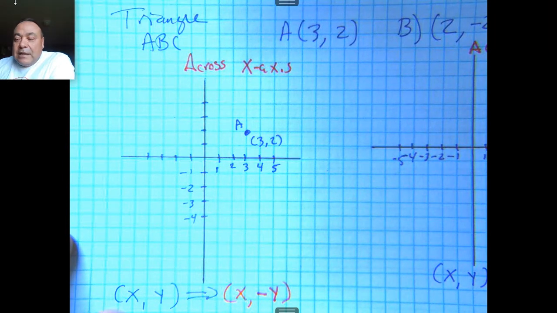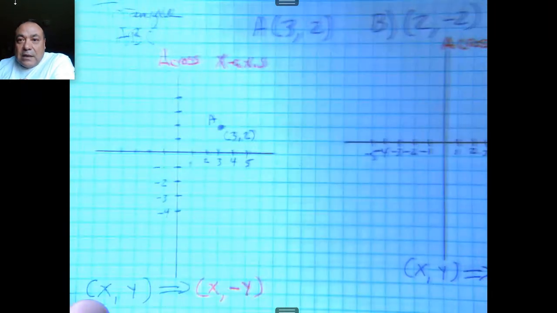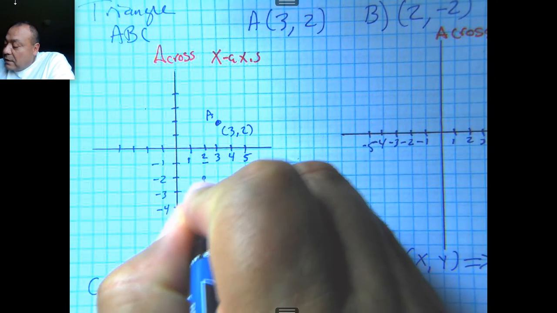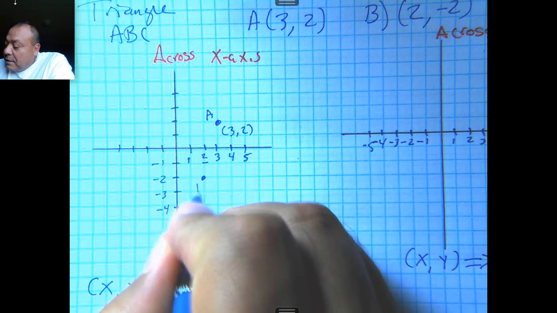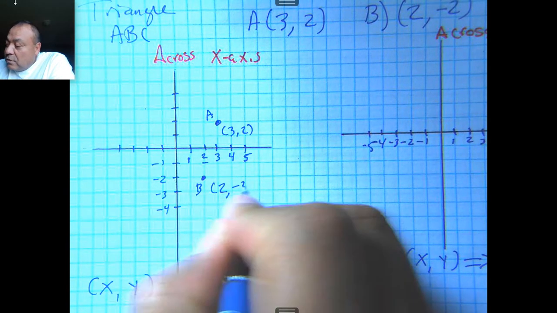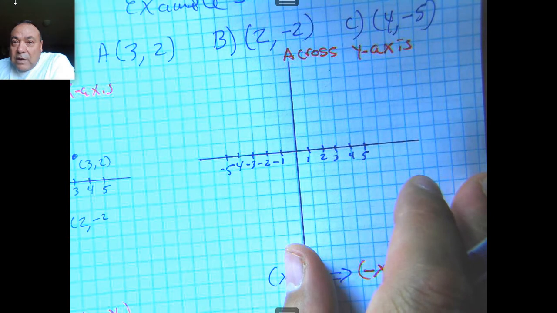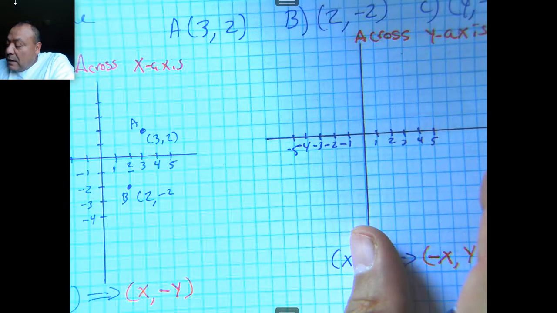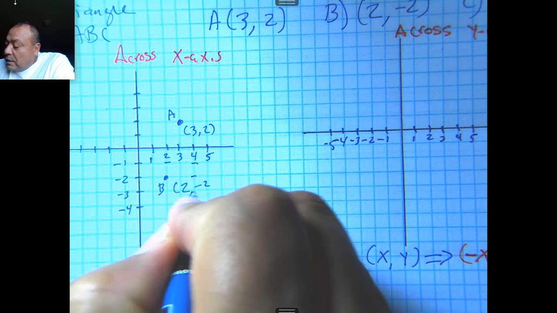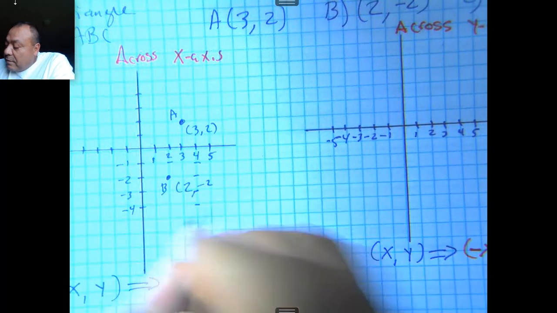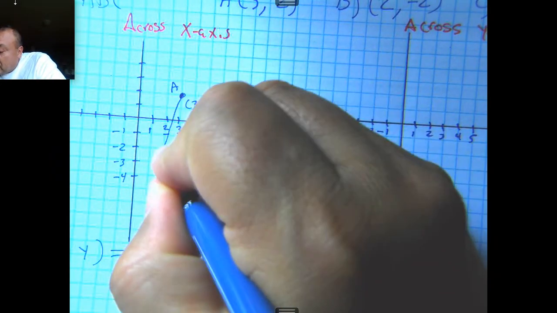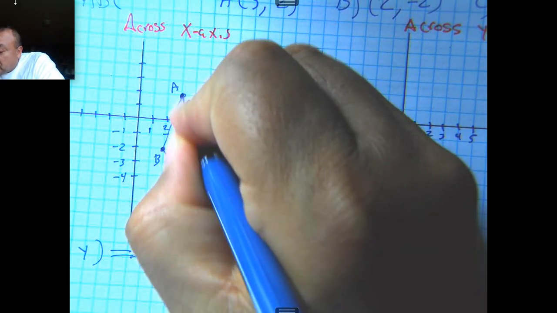The next one is going to be 2, -2. So I'm going to go 1, 2, and then 1, 2 right there. That would be point B, and it's 2, -2. Let's look at the third point, which is 4, -5, point C. I'm going to go 4, then 1, 2, 3, 4, -5 right there. My job is to connect them. So we have this beautiful triangle right there, guys.